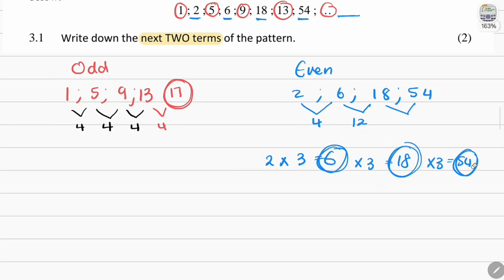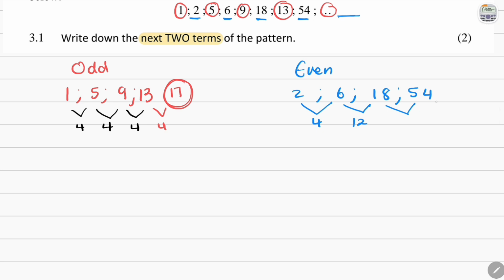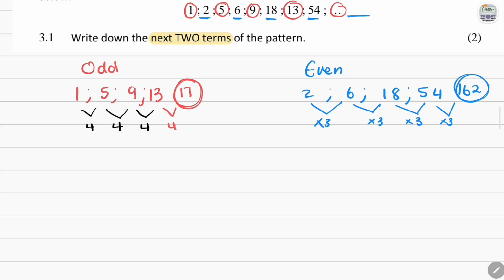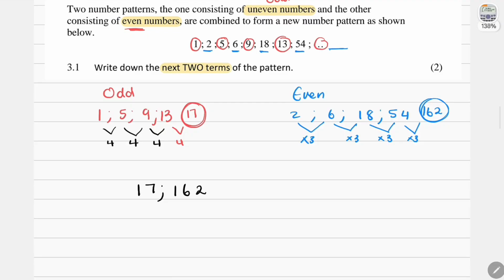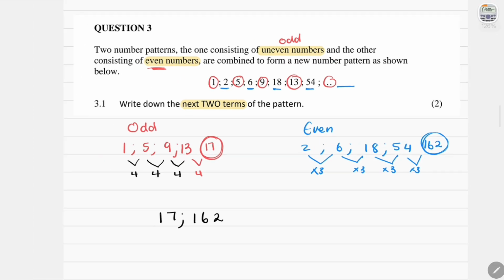Okay, so we know now to get to the next term, you would simply say 54 times 3. So this is just multiplying by 3. 54 multiplied by 3, and so that's 150 and 162. So 162. And so when we tell them the next two terms of the pattern, we'll just show them that it is 17 and 162. But we know that they are from two separate patterns. And that is our answer.